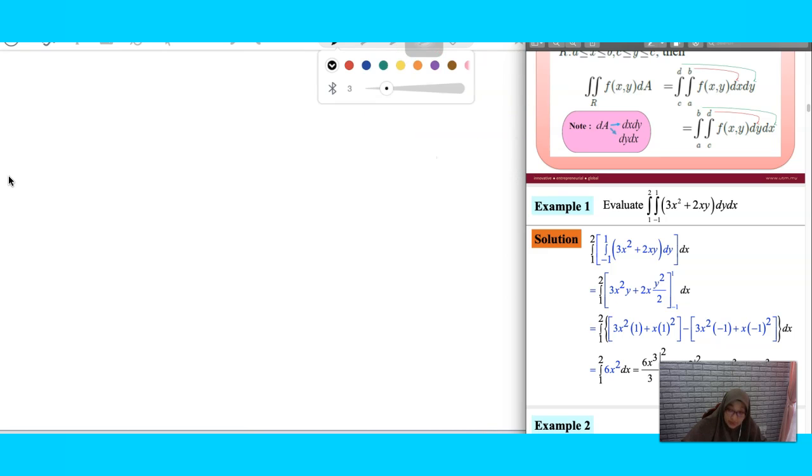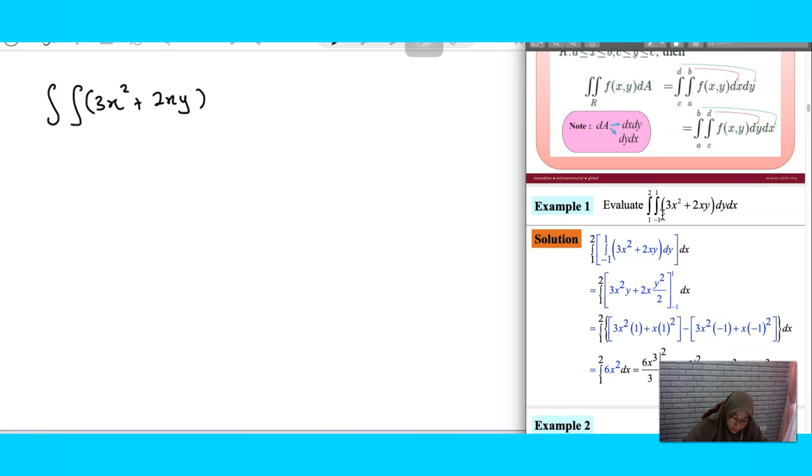Okay, just look at the example, evaluate this one. So the function is 3x squared plus 2xy, where the order is dy dx, y from -1 to 1, x from 1 to 2. Okay, so to start, we have to integrate first with respect to y.